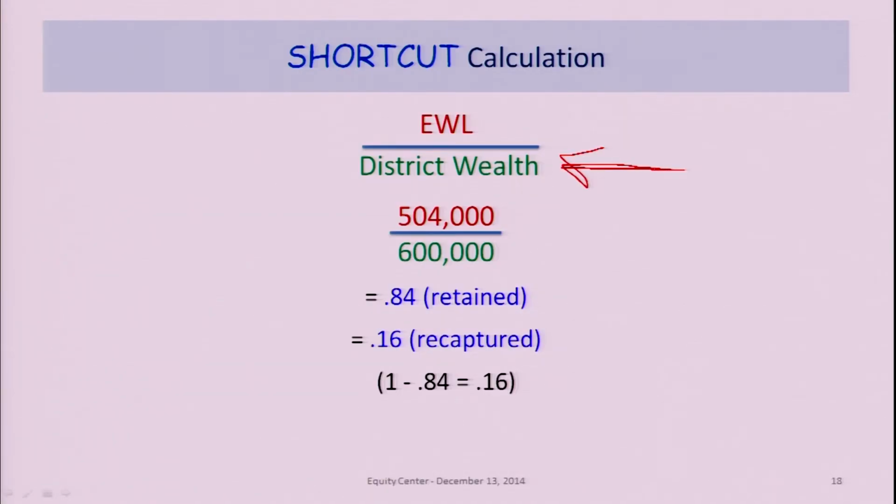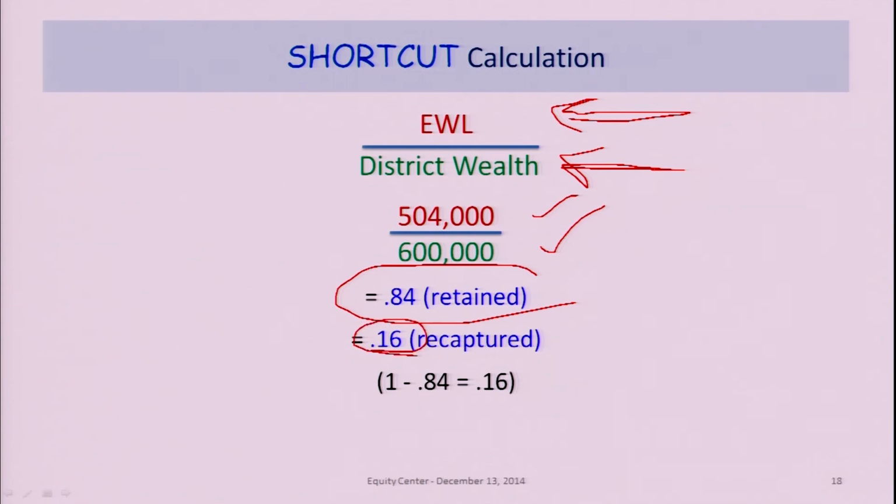When you get a run from the LBB, a computer run, generally one of the columns will be district wealth. And there'll just be a number there. And, of course, you know what the equalized wealth level is, because that's going to be $504,000 for this year. It's going to be your basic allotment with 2 more zeros. So you just take your equalized wealth level, the highest level you're allowed to retain all your money, and then you divide it by your district wealth, and that will give you the percent that you keep, the retained part. So obviously, if you're going to retain 84%, then you're going to be recaptured the 16%. That's just 1 minus the part that you're retained equals the part that you're recaptured.